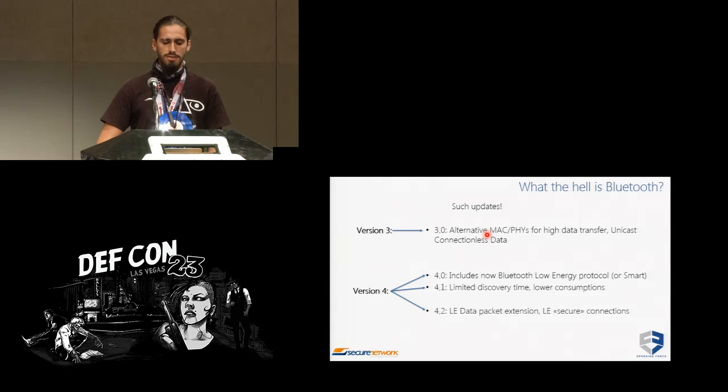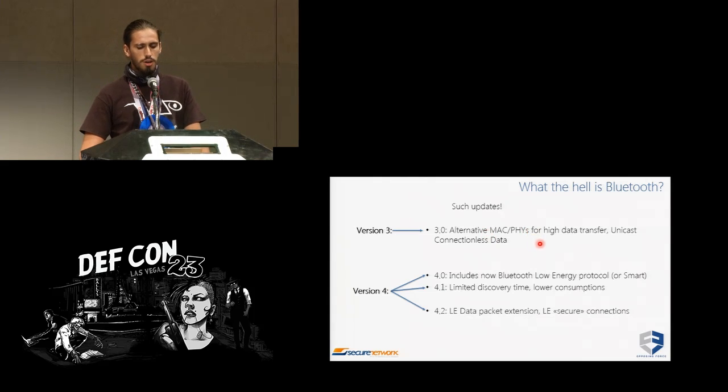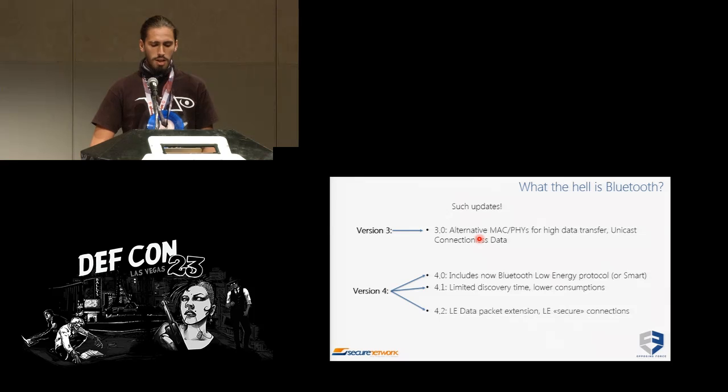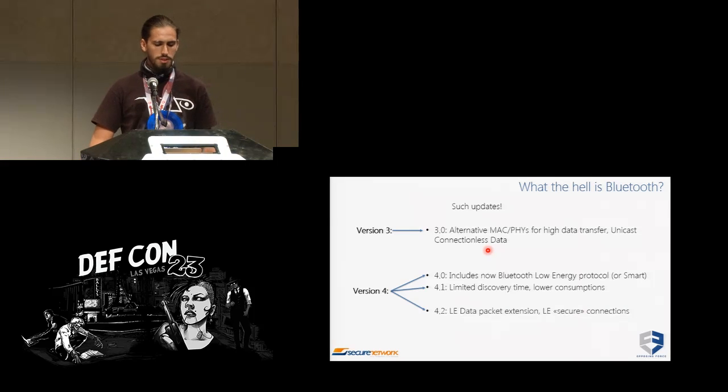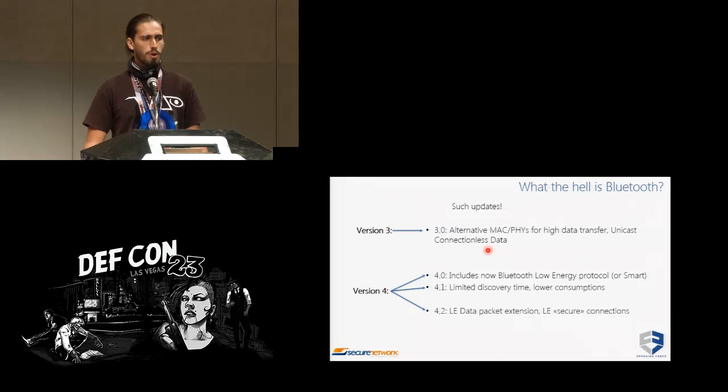And from version 3, some updates regarding data transfer, because when you have a lot of data to be transferred, you use the Bluetooth connection in order to make the pairing and exchange some keys while you are transferring data using a wireless 802.11 protocol. And unicast connectionless data was an update for the use of Bluetooth, for example, in museums or places where you need to send little pieces of information to some devices. And this was done bypassing the whole connection procedure between two devices, just sending little pieces of information.